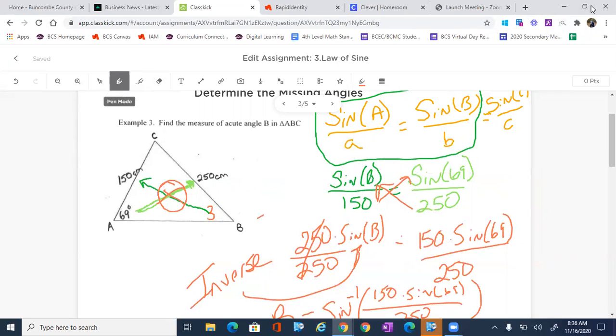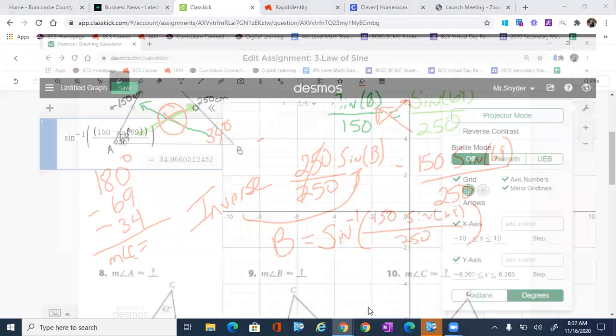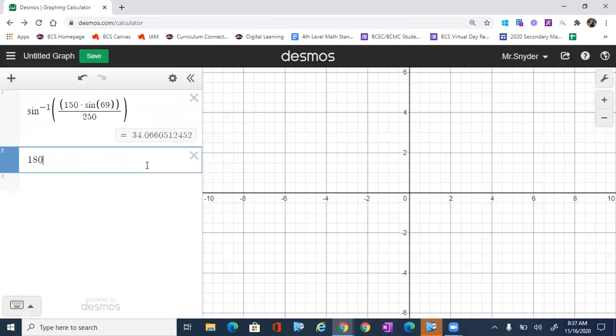Now, the other thing that I said was, why don't we go ahead and solve for C while we're at it? Well, do we need to do the law of sine now that we have that? Absolutely not, because the one thing we do know is that there's 180 degrees in a triangle. So we can just subtract off the 69 and subtract off the 34, and that will give us the measure of angle C. So we come over to Desmos and type in 180 minus 69 minus 34, and we get a 77-degree angle.